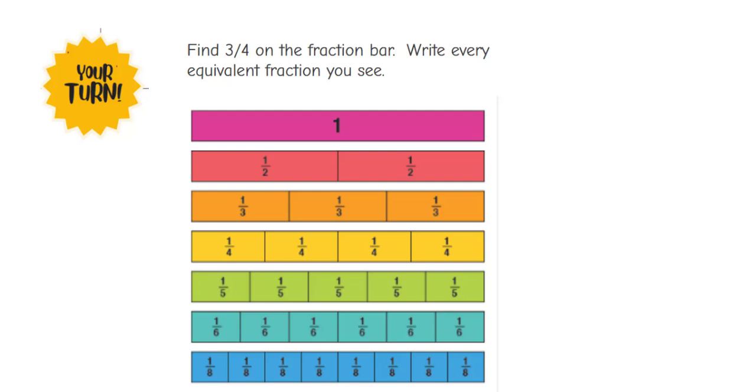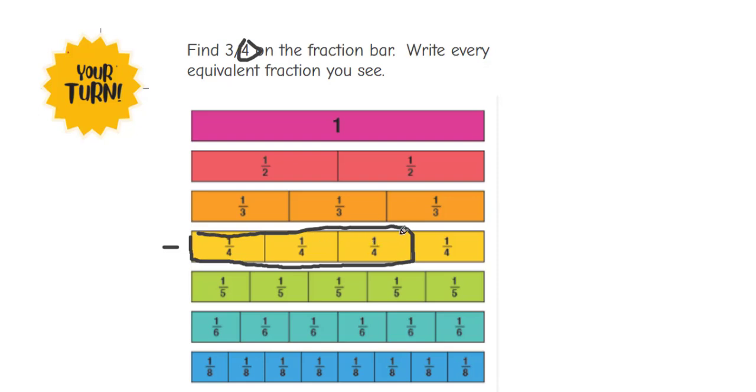Now I want you to find 3/4 on the fraction bar and write every equivalent fraction that you see. Pause the video and then come back. The first thing that we needed to do was find fourths, right? That's our bottom, our denominator, and fourths are right here. And I only need to put a block around 3 of them because 3/4 equals this area right here.